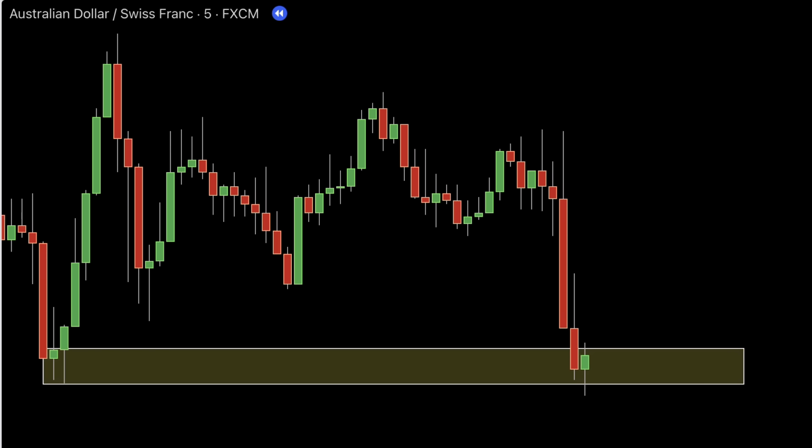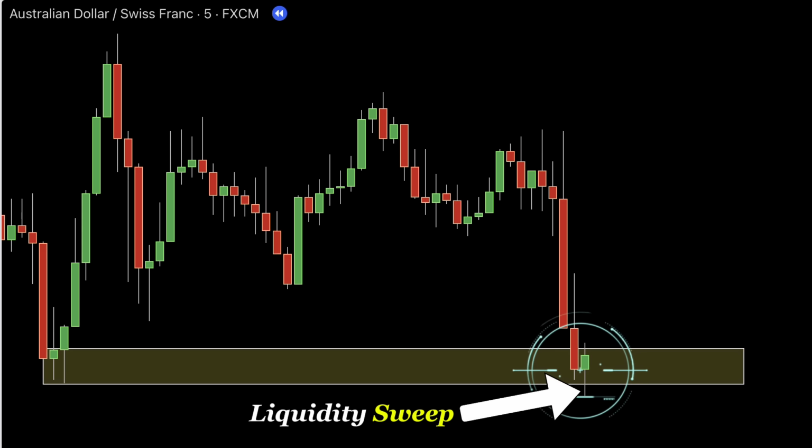Here's what we see: a liquidity sweep. Smart money drives the price below the demand zone, triggering retail traders' stop losses and filling limit orders. Then, the market closes back inside the zone, forming a pin bar pattern. The pin bar serves as our confirmation signal.